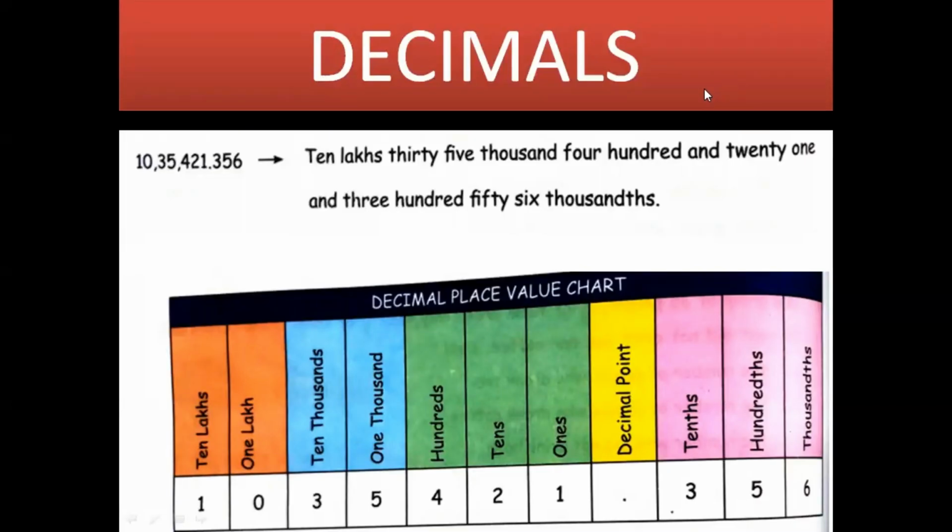Decimal place value chart. 1 is in 10 lakhs place, 0 is in 1 lakh place, 3 is in 10,000 place, 5 is in 1,000 place, 4 is in 100 place, 2 is in tens place, 1 is in ones place. Here we are keeping the decimal point. After the decimal point, it will not start with ones. Directly it will start with the tenths decimal part.